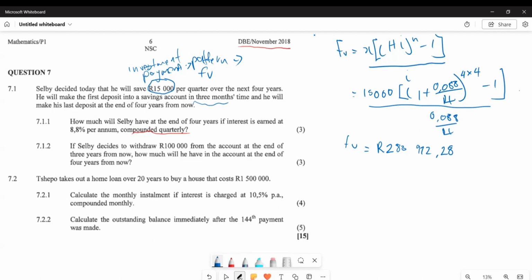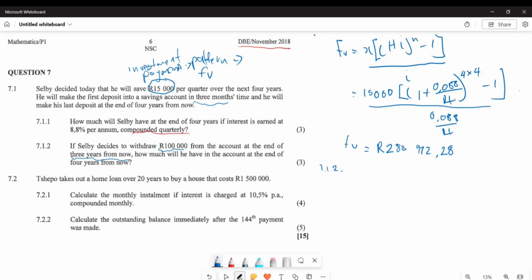After that, you are going to have question 7.1.2. Now they say if Selby decides to withdraw the 100,000 from the account at the end of 3 years from now, how much will he then have in the account at the end of 4 years? That's what we want to calculate.